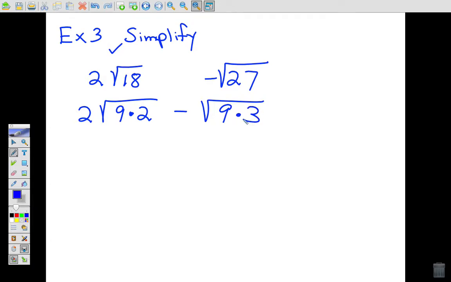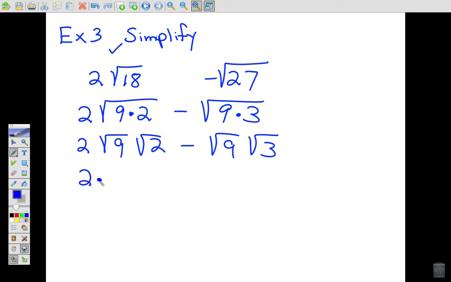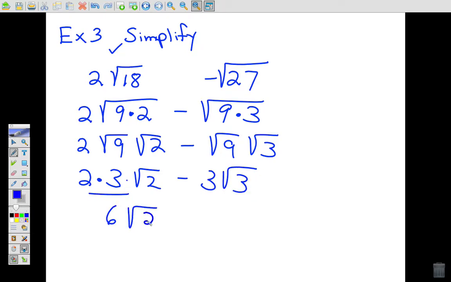All right. Now this means 2 times radical 9 times radical 2 minus square root of 9 times radical 3. Now on the far left, I have 2 times 3, because the square root of 9 is 3, times the radical 2, minus 3 radical 3. Well, 2 times 3 is 6, so I have 6 radical 2 minus 3 radical 3.